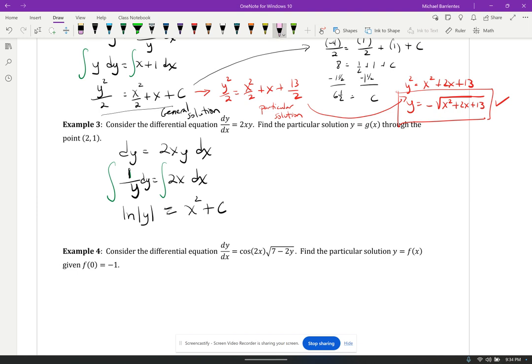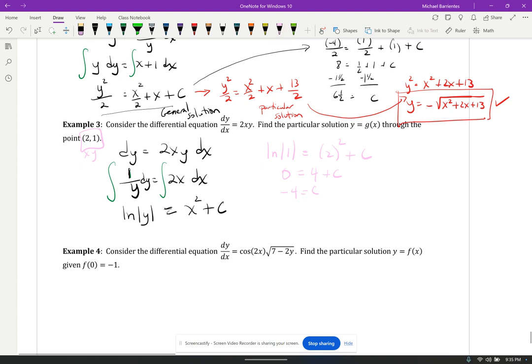Using the x and the y that were given here, let's substitute. So the natural log of 1 equals 2 squared plus c, and we're going to solve for c. The natural log of 1 is 0. This is 4 plus c. So that means c has to equal -4. Great. I found this part.